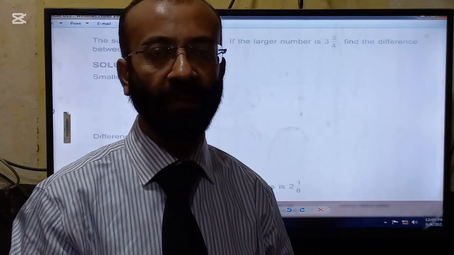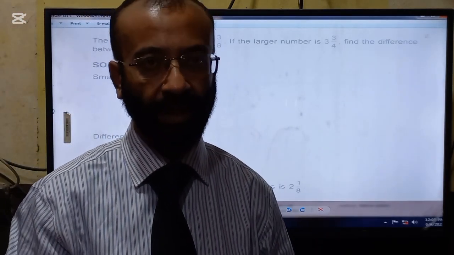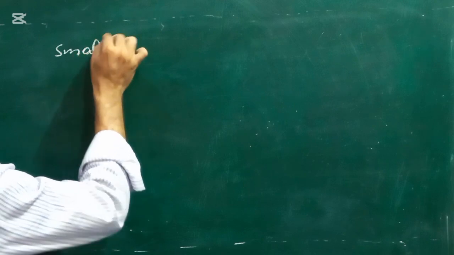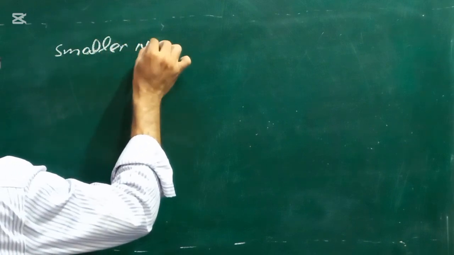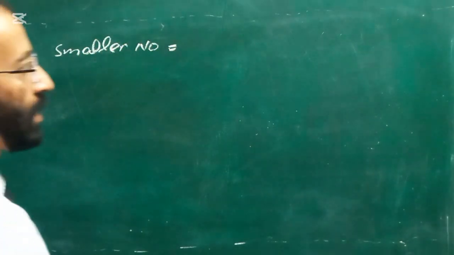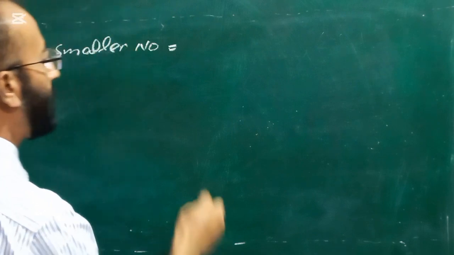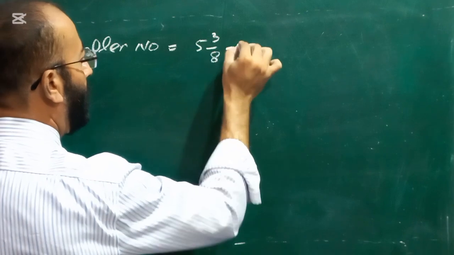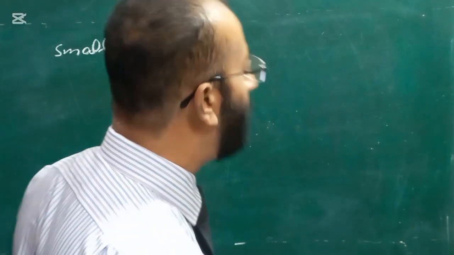Now we are going to solve the same question by the direct method. So first we have to find the smaller number. That can be found out by subtracting the larger number from the sum. That is, the sum is 5 whole number 3 by 8, and the larger number is 3 whole number 3 by 4.